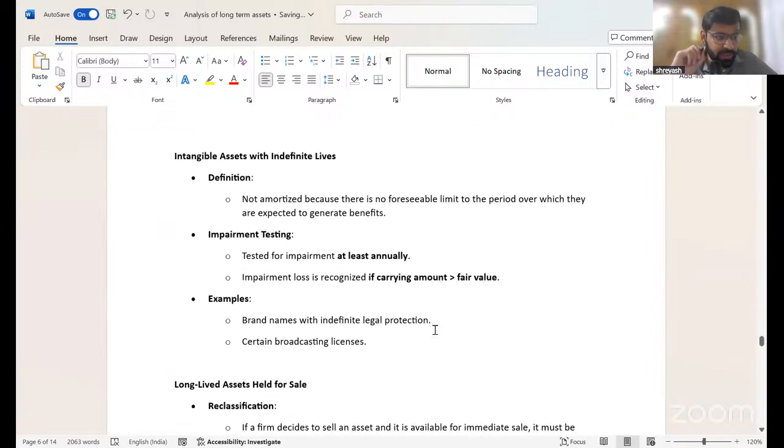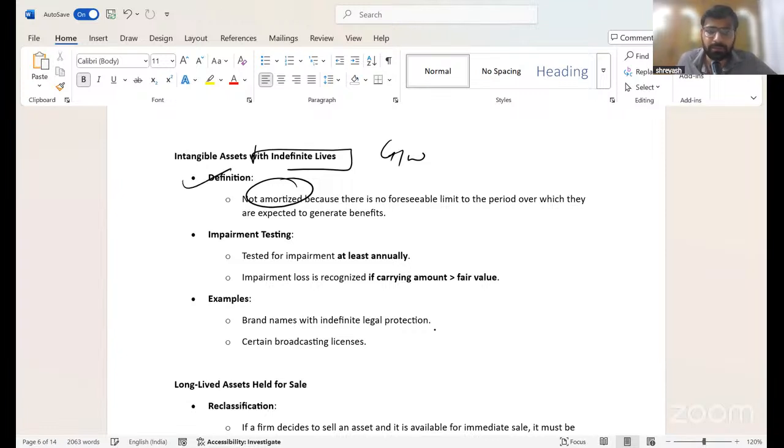Sir, we do understand intangible assets with indefinite lives. Goodwill. Are they amortized? No. Because I don't know for how long do I have to amortize them. With finite life, I know 5 years I have to amortize them. With indefinite life, I don't know for how long do I have to amortize it. That's the first thing. Okay, sir, but are they tested for impairment? Yes. I'm supposed to test them for impairment at least annually. An impairment loss is recognized if the carrying amount is greater than the fair value.